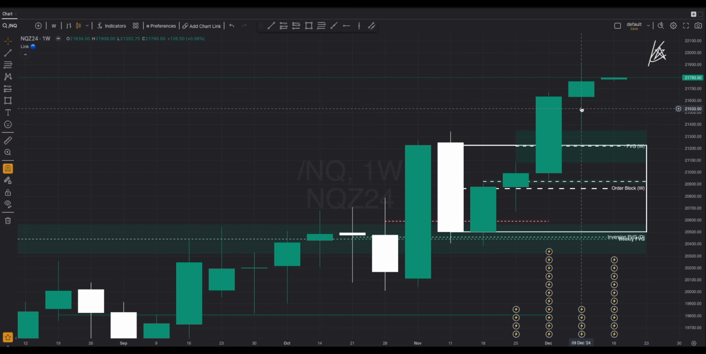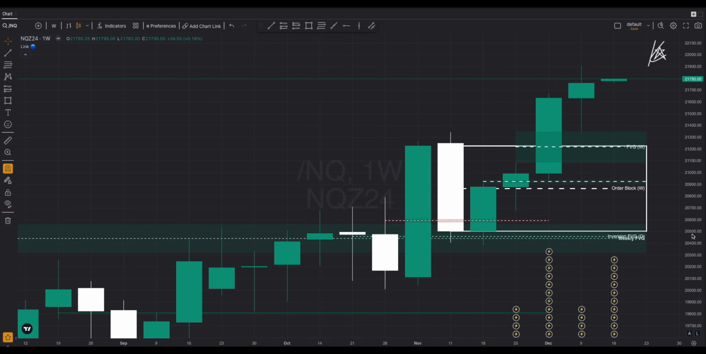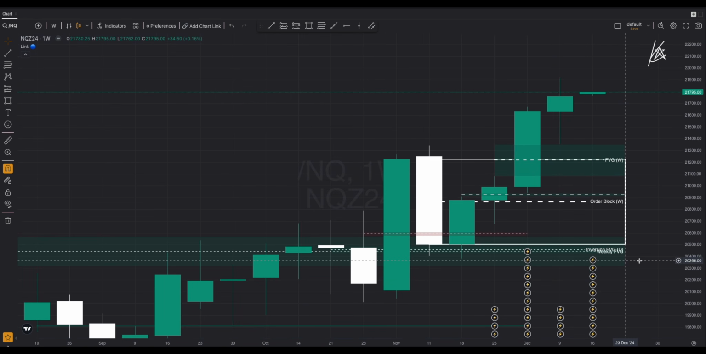So she closed green last week, and she did create a weekly bullish fair value gap. So she has a new weekly bullish fair value gap, and there is one little sliver of a weekly fair value gap right here inside of her order block. So NQ definitely looks like she could try to create the same move that ES made, or excuse me, the same move that I'm looking for ES to make this week and/or next week.